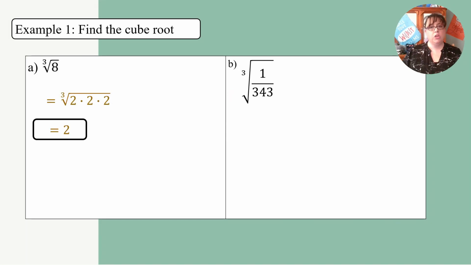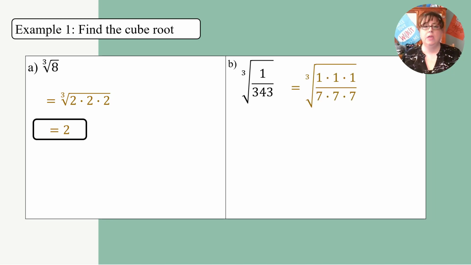So what happens when I have the cube root of 1 over 343? Well, in the same way that square roots let me split up a fraction, I get to do the same thing with cube roots. So I'm going to take the cube root of 1 and the cube root of 343 and do that. And so I'm going to break my triplets of 1s, okay? So I'm going to have 1 over, and then my triplets of 7, and I'm going to have 7.